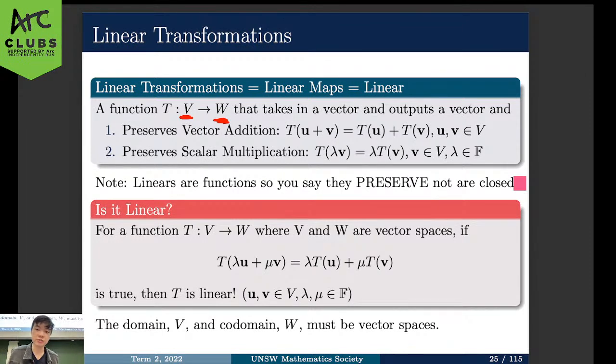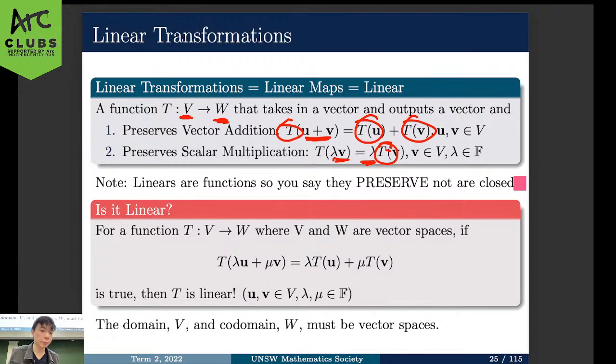The first is that it preserves vector addition, which is if you add two vectors and then put the result through the function, it's the same as putting each vector individually through the function and then adding afterwards. The second condition is that it preserves scalar multiplication, which is you take lambda v and transform it, it's the same as having the individual vector v transformed and then multiplying it by this scalar lambda.